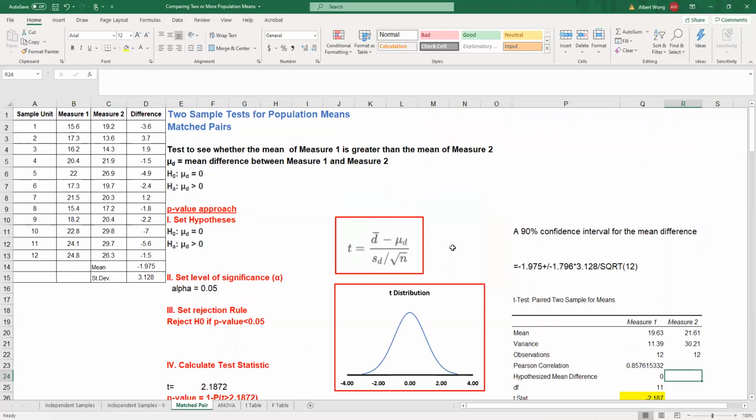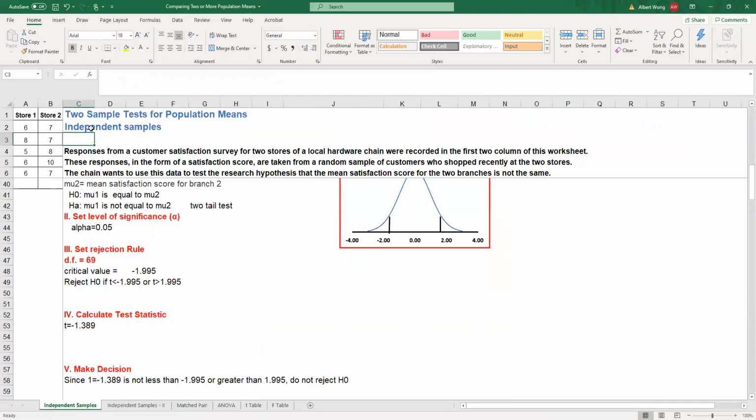So for two samples, if you want to compare the population means, those are the two typical cases. The first case is when we have independent samples. That means that the samples are taken from two independent populations. Two independent populations means that the populations have no overlap.